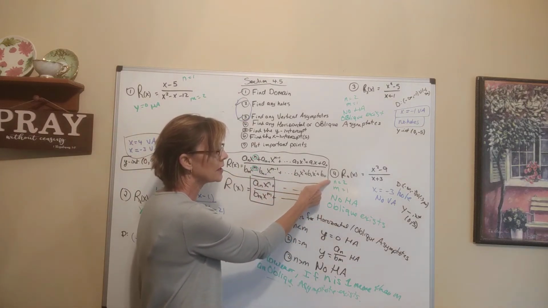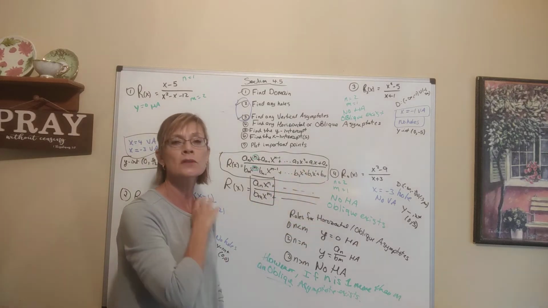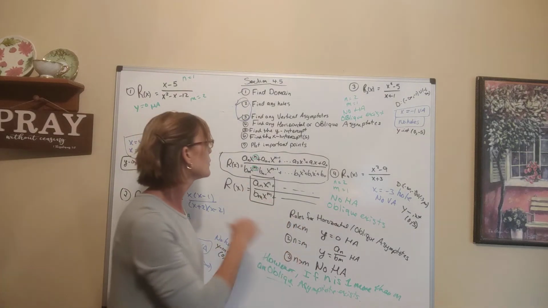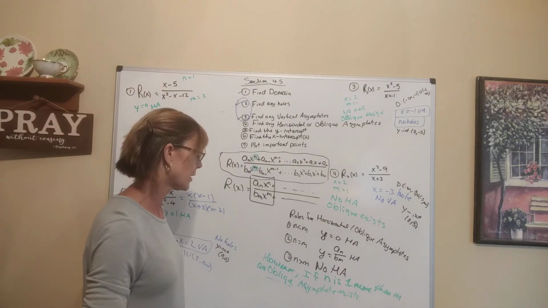If, let's just say, n was 3. Pretend like n is 3 and m is 1. n is greater than m, so there's no horizontal asymptote. n is not 1 more than m, it's 2 more than m. Then we would say there are no obliques either. That's what would happen in that particular case.